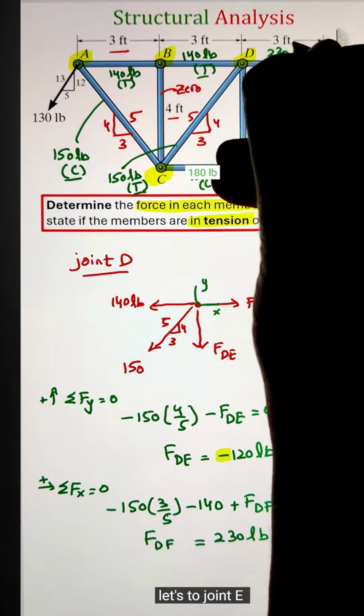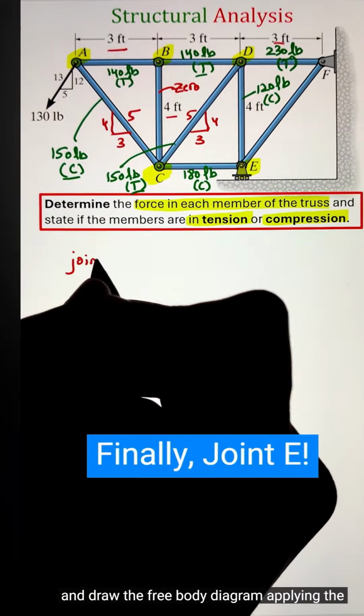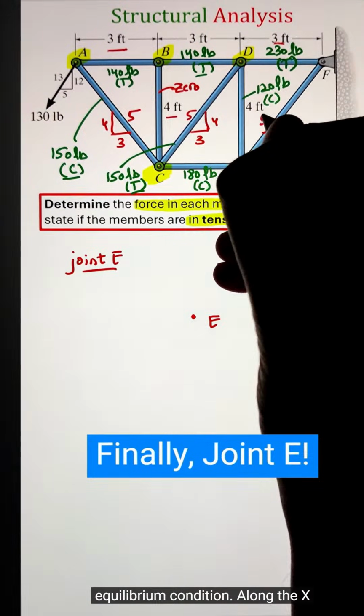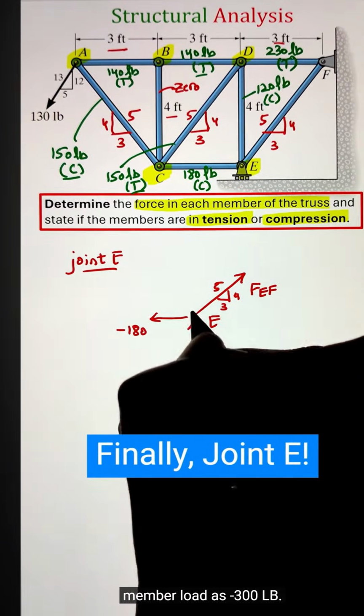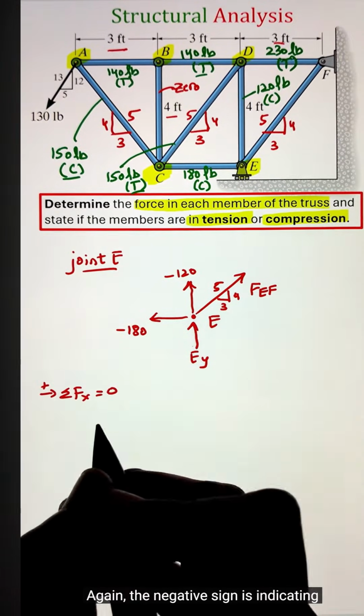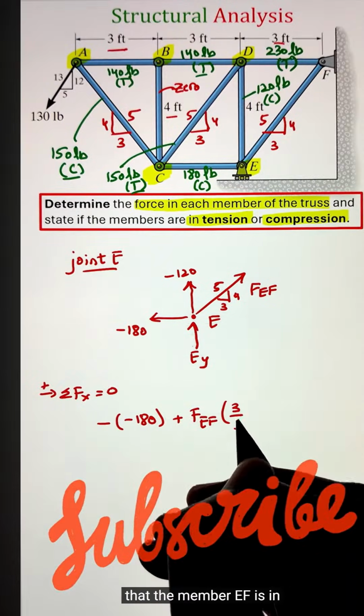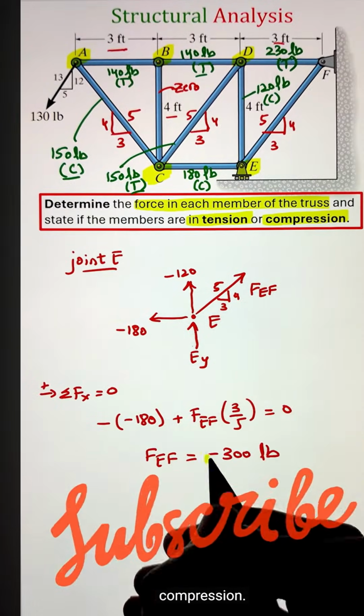Finally, let's move to joint E and draw the free body diagram. Applying the equilibrium condition along the x direction, we get our final member load as negative 300 pounds. Again, the negative sign is indicating that the member EF is in compression.